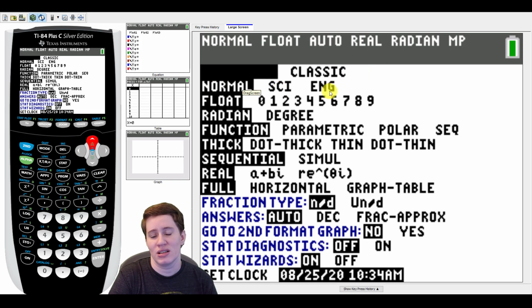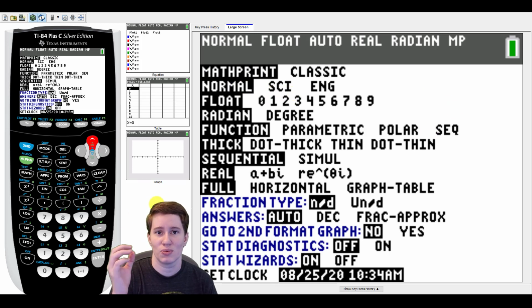We got normal, scientific, and English. I have no idea what that last one is. I've never used it, but the difference between normal and scientific is where you do like 2 times 10 to the 5th power or things like that. So at some point, while you have your graphing calculator, you will probably need scientific notation, and so that's where you'd find it.